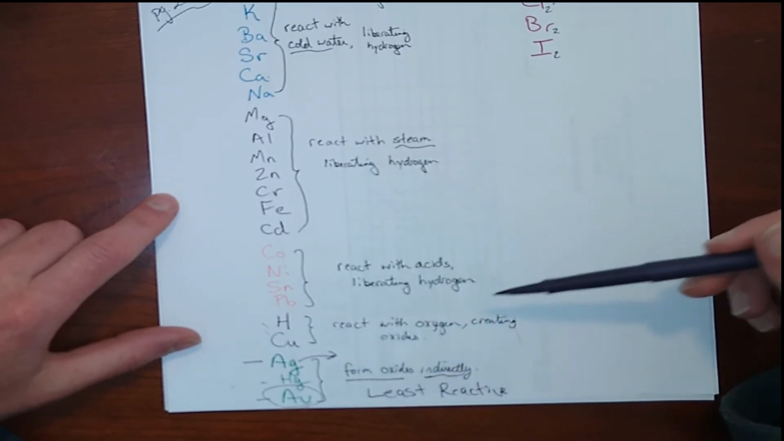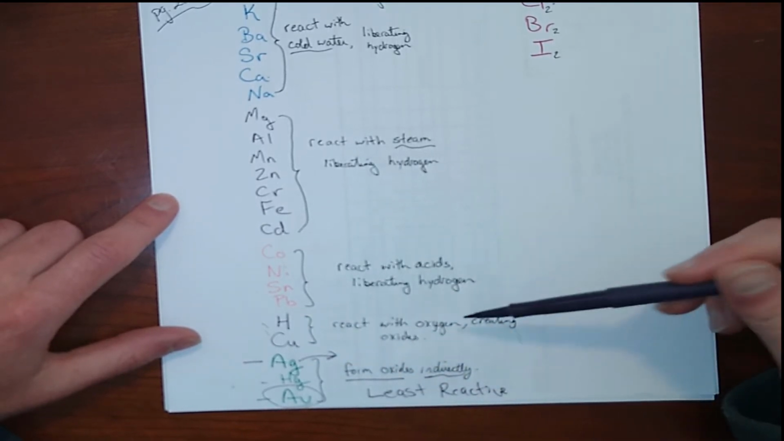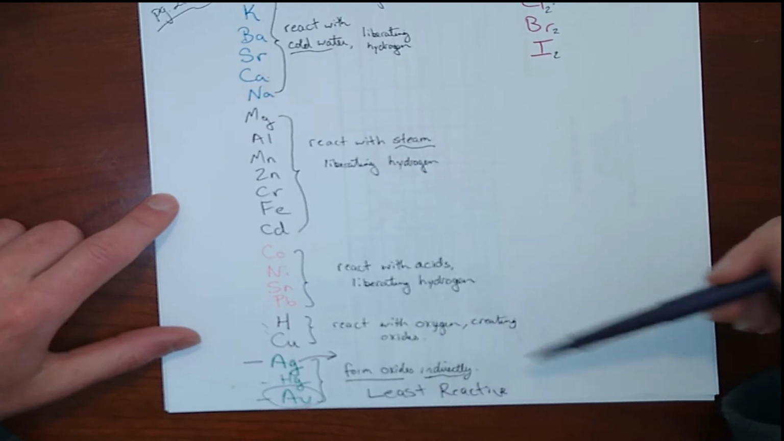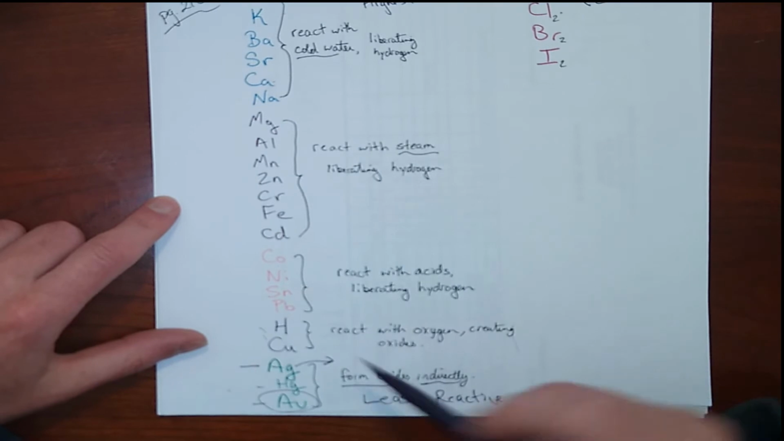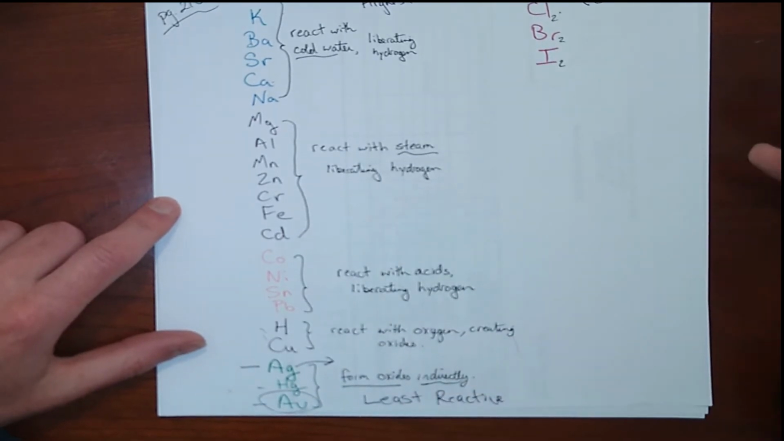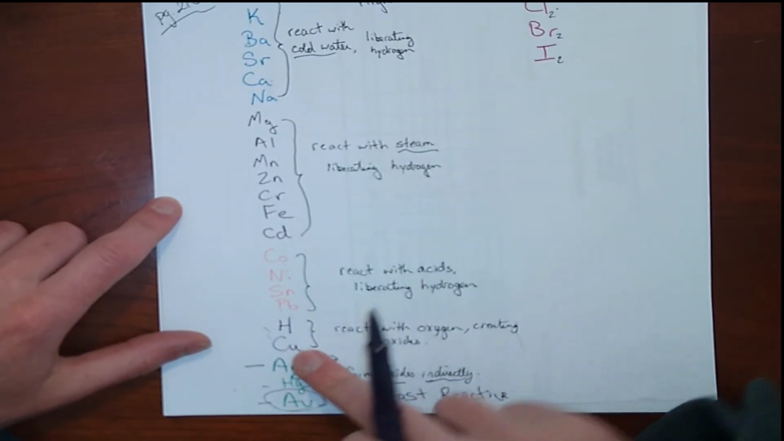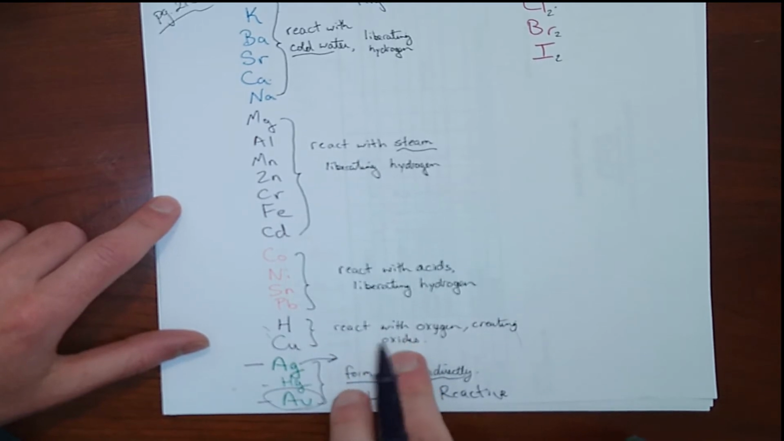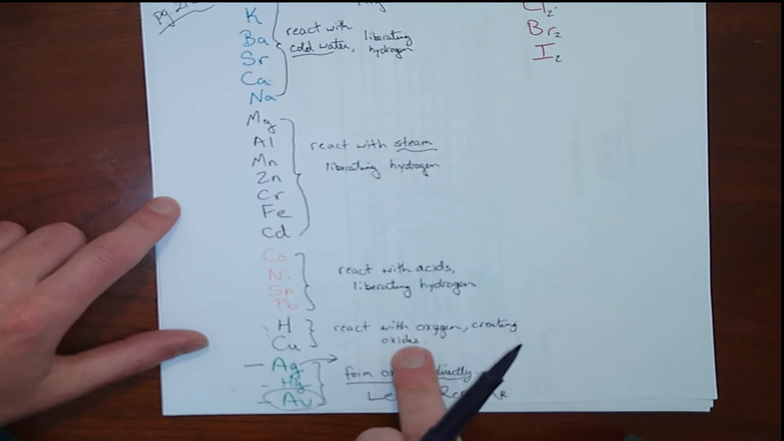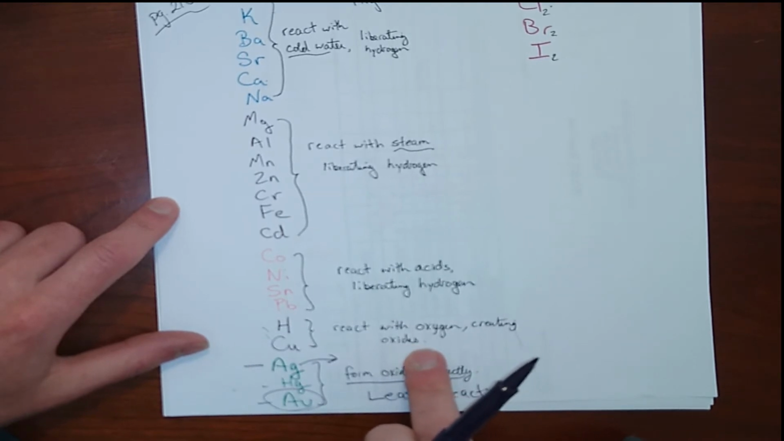Elements that are slightly more reactive, like hydrogen and copper, will react with oxygen under normal conditions. So if I have some hydrogen gas, or a piece of copper, or a copper statue, it will react with the oxygen in the atmosphere under normal conditions, and it will oxidize. With copper, you get that green scale that develops all around the outside and turns it greenish or bluish green. That is copper oxide, in fact.